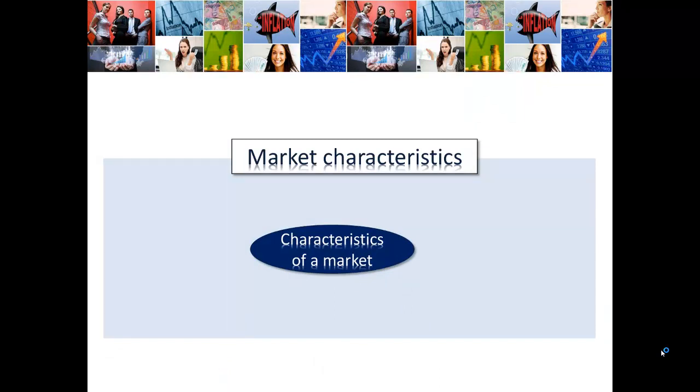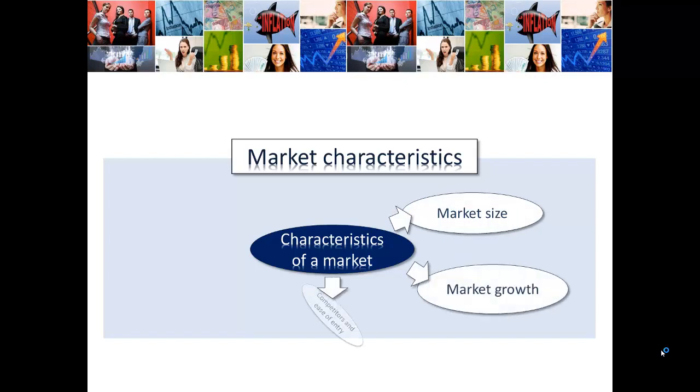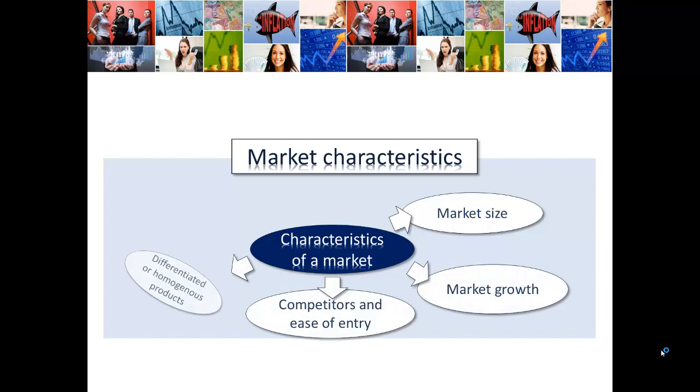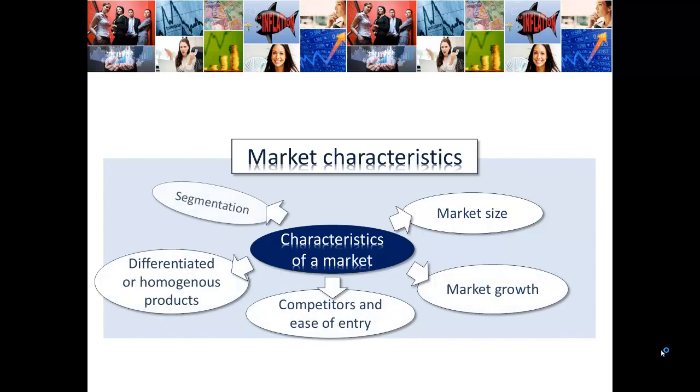Now the characteristics of a market, what defines a market, will be the market size, how quickly that market's growing, if it's growing at all, the competitors in the market, and how easily a new competitor can come in with a new product and compete in that market. Whether the market is characterized by differentiated or homogeneous products. So homogeneous products, that means the products are the same or identical or very largely similar.